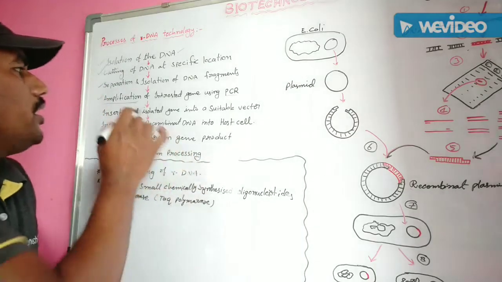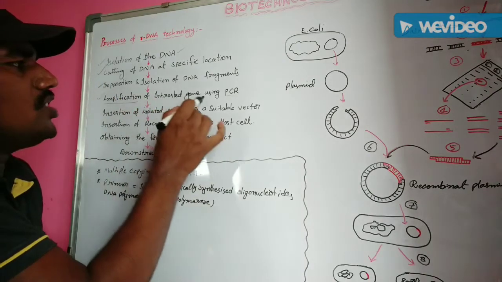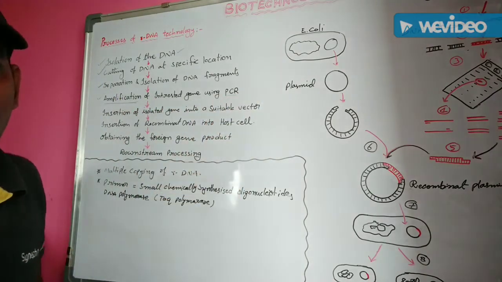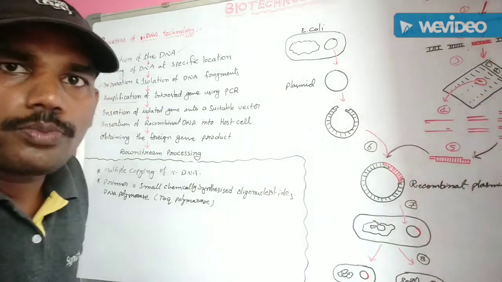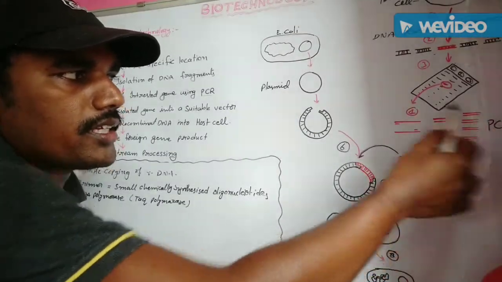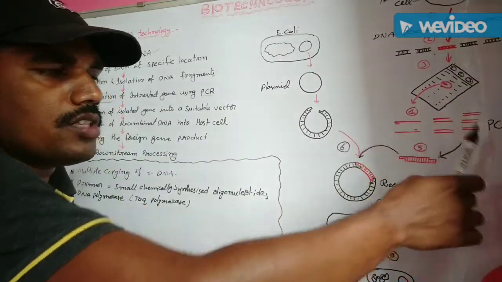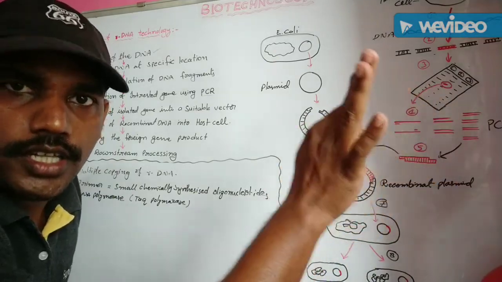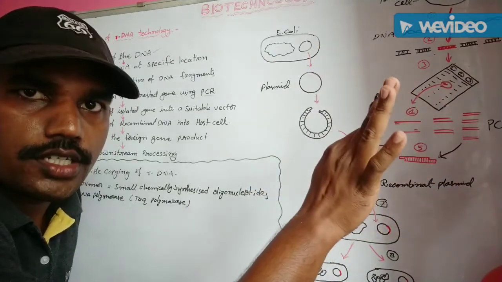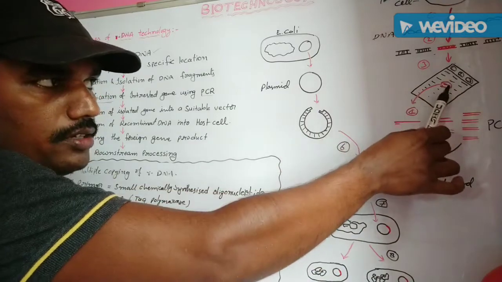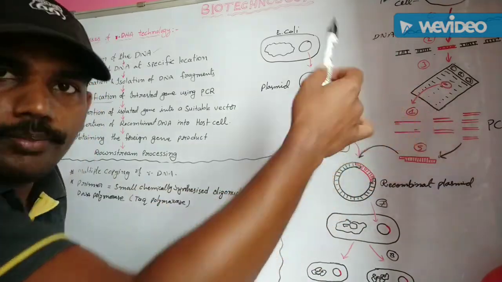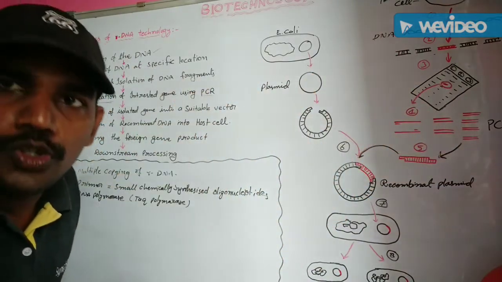The next process in DNA technology is amplification of the inserted gene using PCR. This process is the PCR, diagrammatically explained. PCR means nothing but polymerase chain reaction. You separated the wanted DNA from the agar gel in the process of elution.